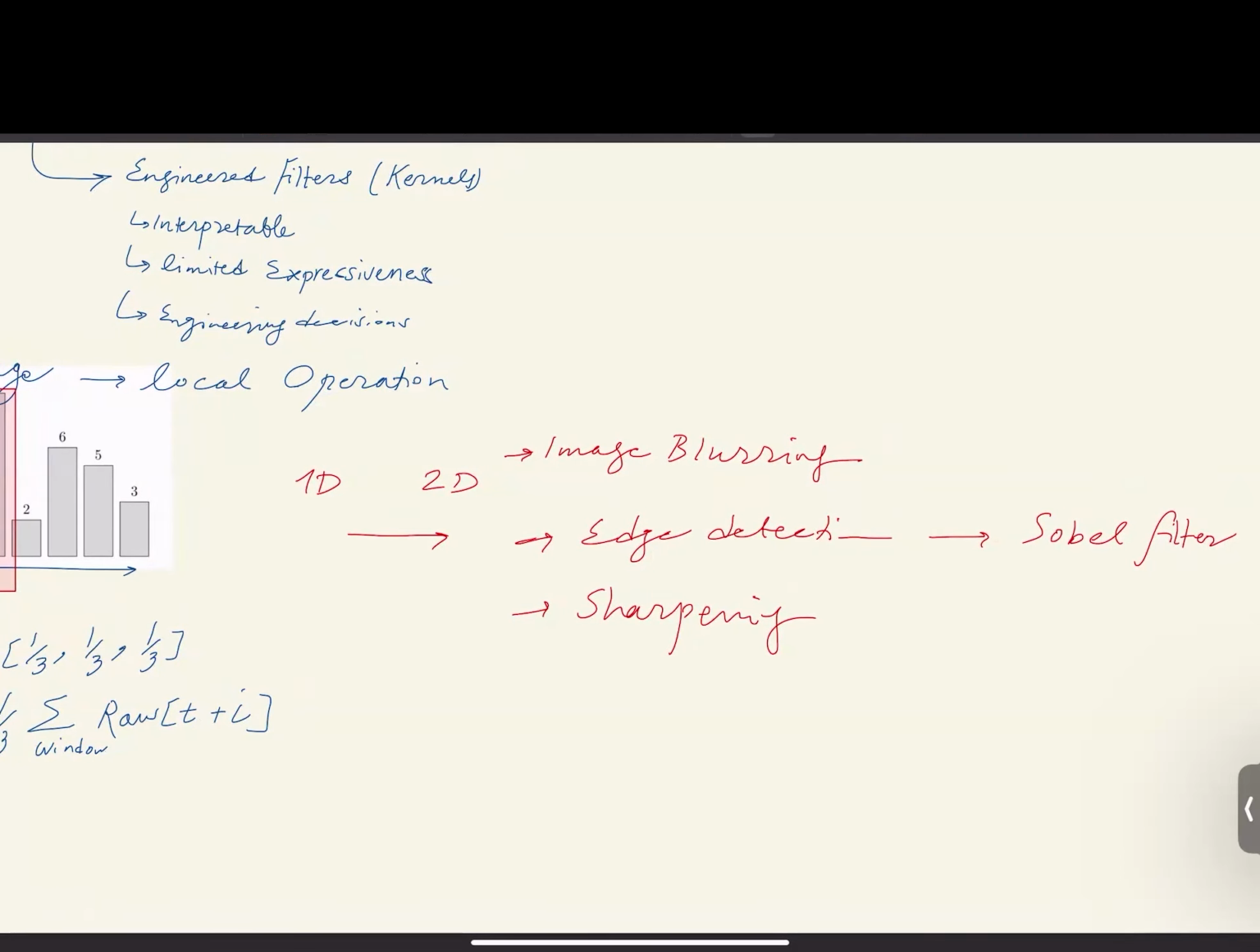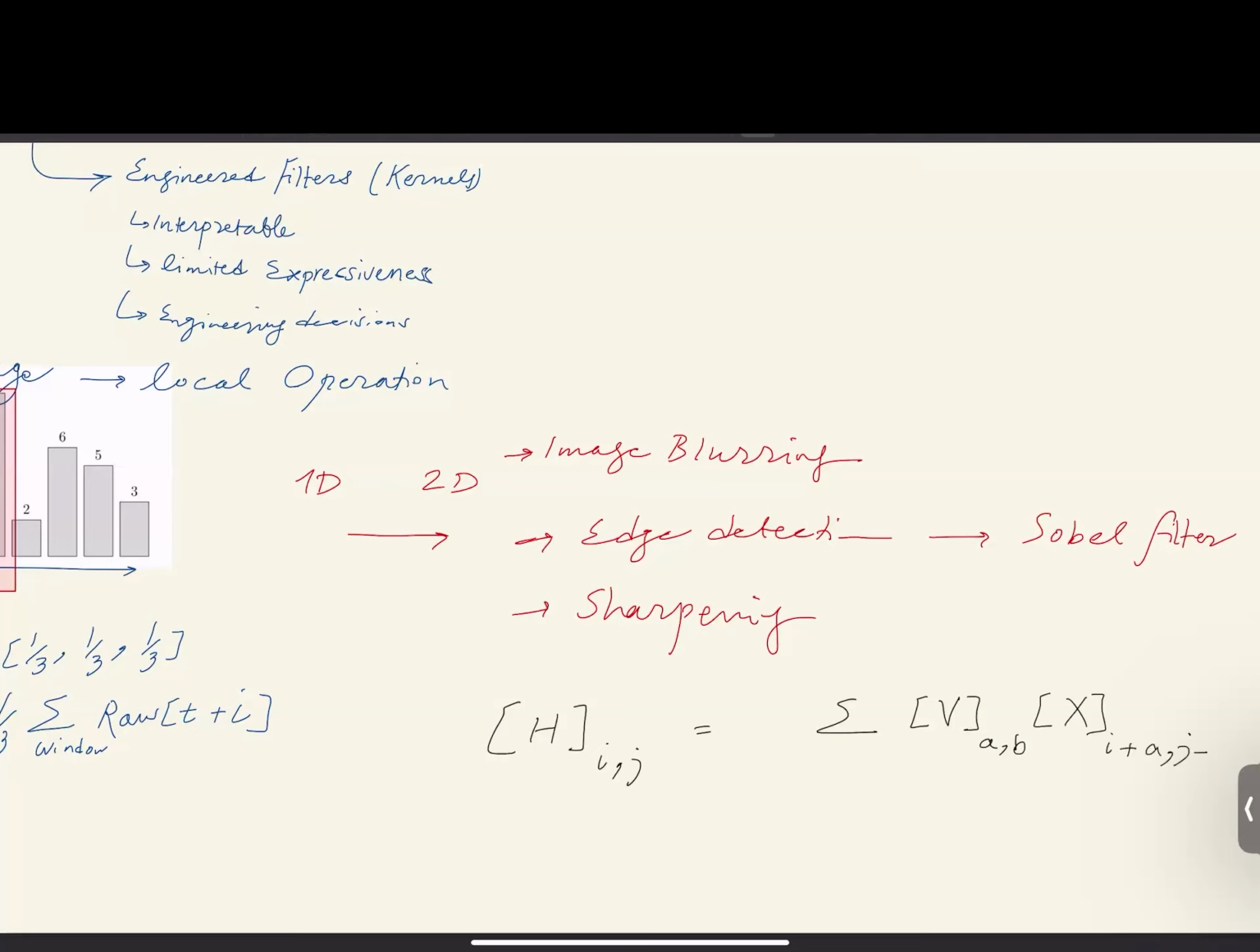So if we want to formalize this in a mathematical way, basically for a pixel at i and j, we sum up a pointwise operation between the filter at a and b and the pixel value at x.